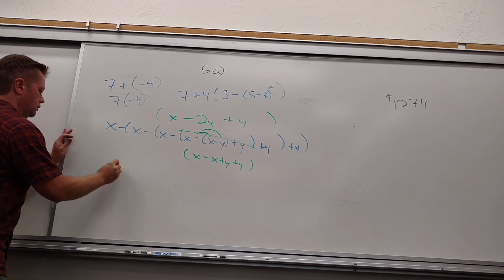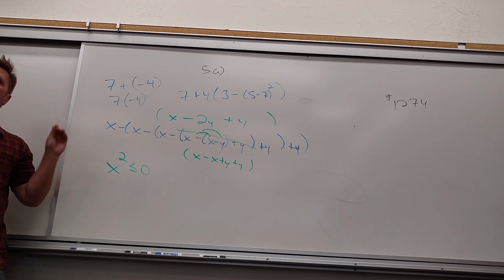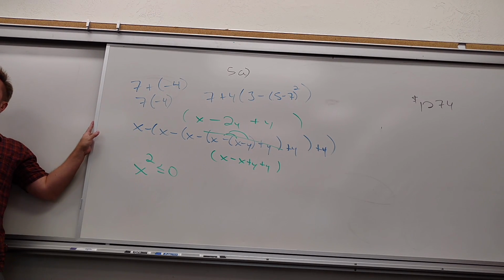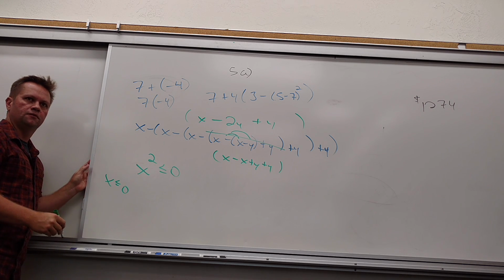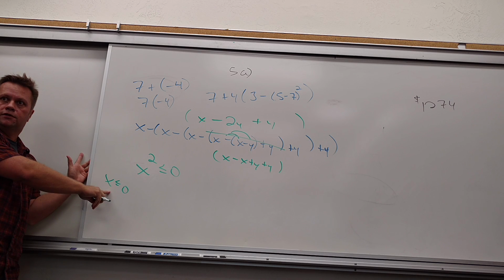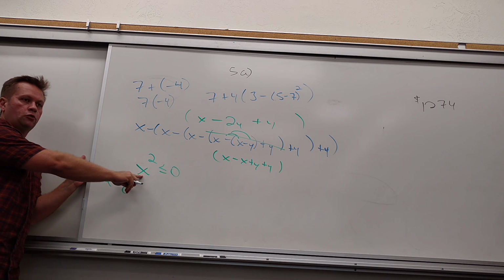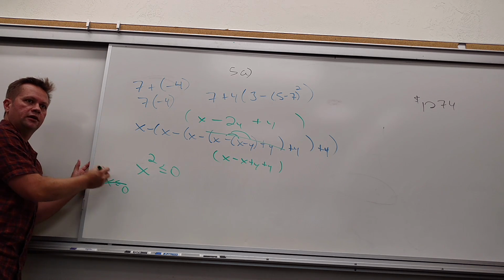Bonus number two, I don't think anybody got that one right. I got a lot of x less than or equal to 0, but that can't be right, because negative 1 is less than or equal to 0, right? Negative 1 squared is 1, which is not. So that can't be an answer.